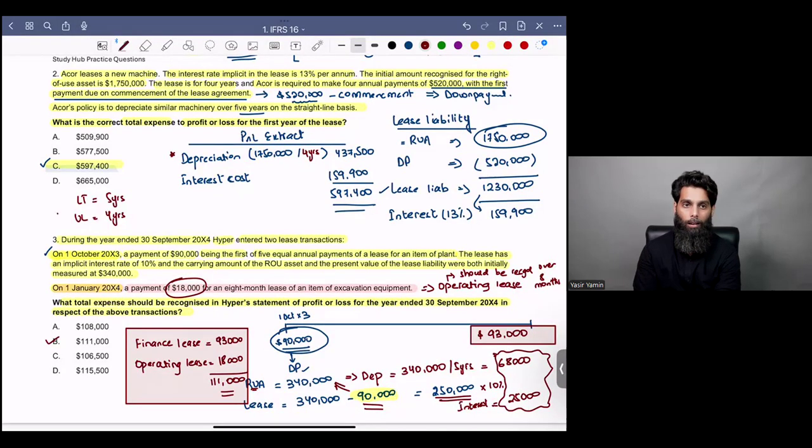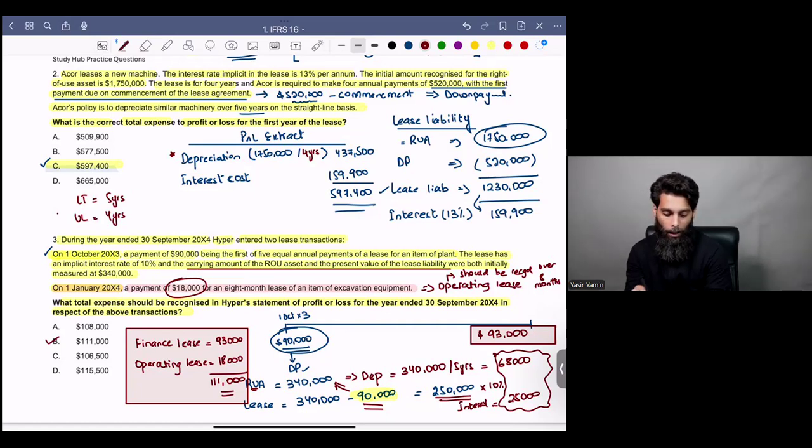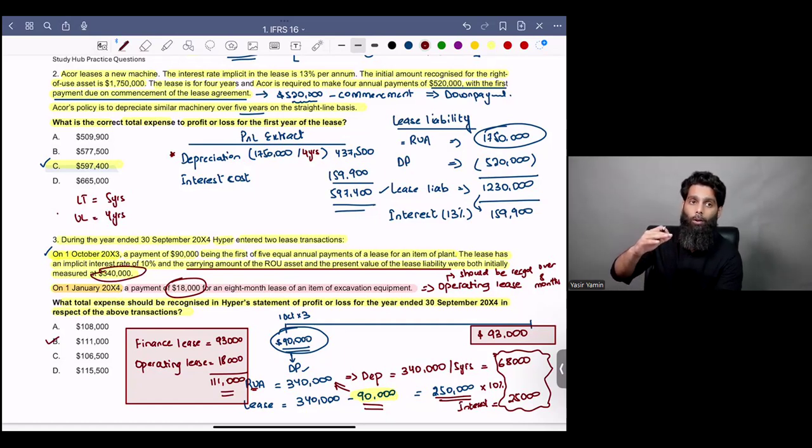You see, maybe, I don't know, even if you do that, the answer might be the same, but it's very hard to think like that. I mean, somebody can think like that, but I don't see it happening. Because the examiner has written that the carrying amount of the ROU asset and the consequent lease liability were both initially measured at 340,000. That gives me the indication that the total value of the lease was 340,000.